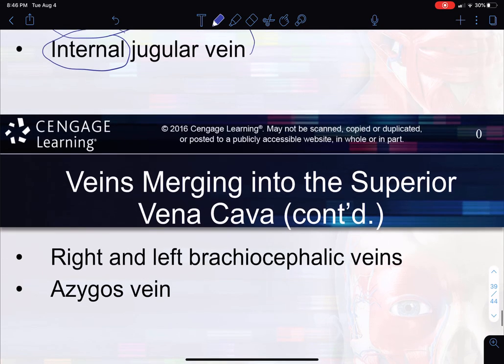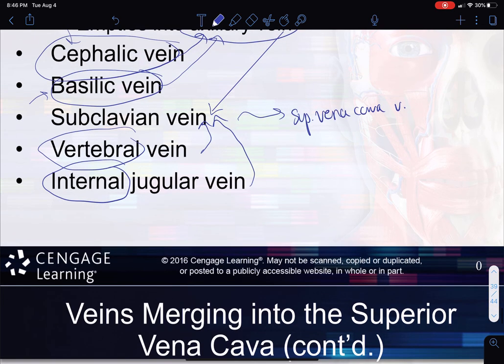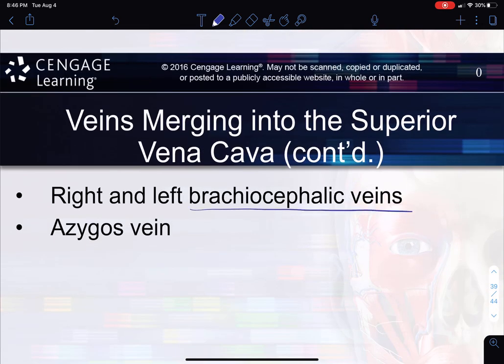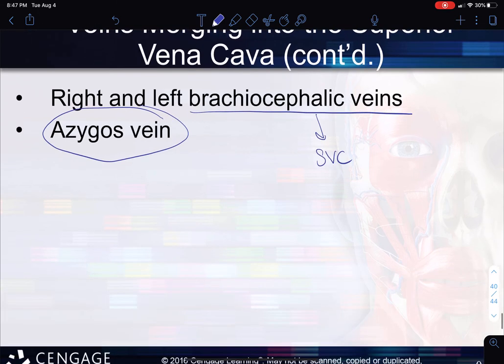Okay, so I guess I kind of jumped the gun. The subclavian vein then dumps into the right and left brachiocephalic veins, and then those veins dump into the superior vena cava. There's just one superior vena cava. We also have veins called the azygous vein. We have azygous, semi-azygous, and hemiazygous veins. These are just adjacent veins that help drain blood in a certain area. The azygous vein specifically is helping drain the thoracic region.